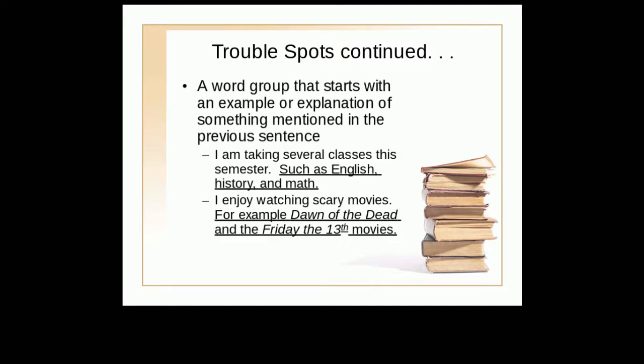This one, a word group that starts with an example or explanation. "I'm taking several classes this semester, period. Such as English, history, and math." That's not a complete sentence. "Such as English, history, and math": if you took out this first part, this wouldn't make much sense. "I enjoy watching scary movies. For example, Dawn of the Dead and the Friday the 13th movies." So you could say, "For example, Dawn of the Dead and the Friday the 13th movies are some of my favorites." That would be okay because it has a subject and a verb.